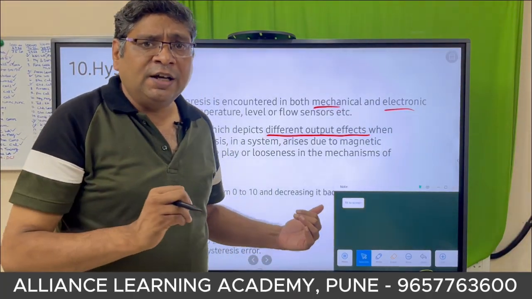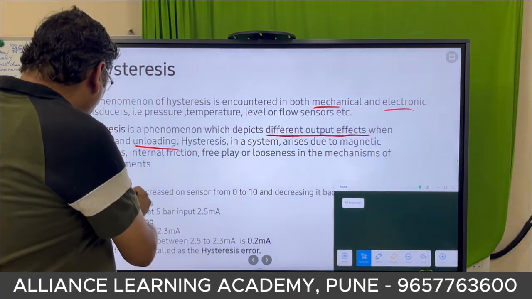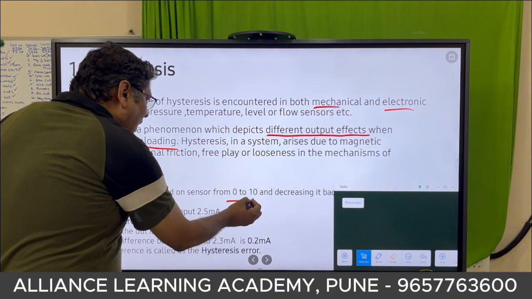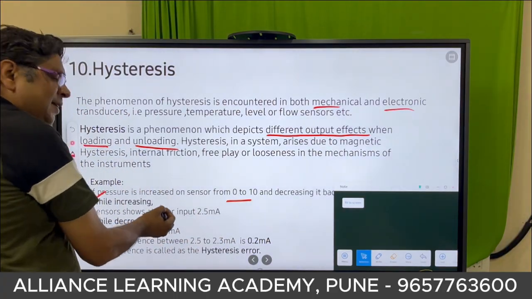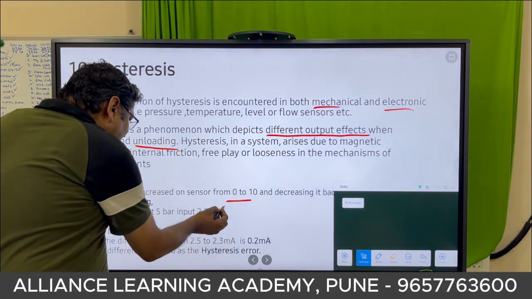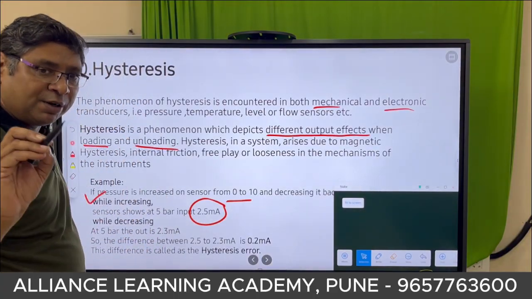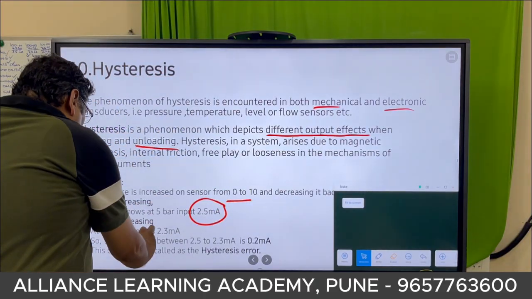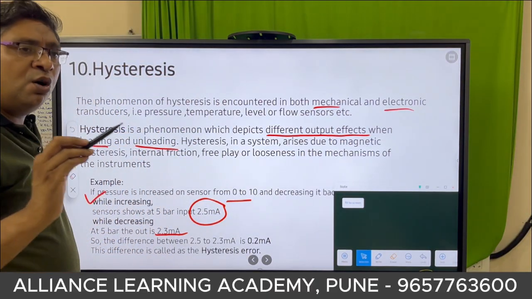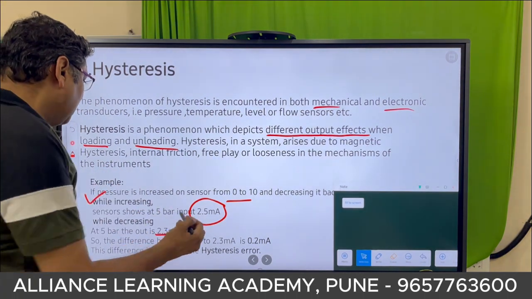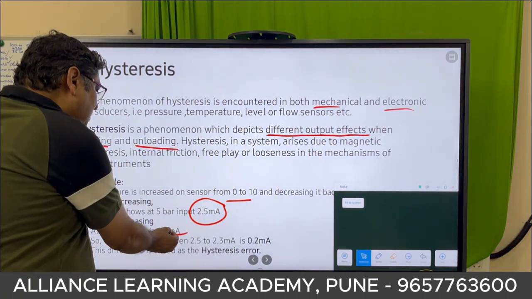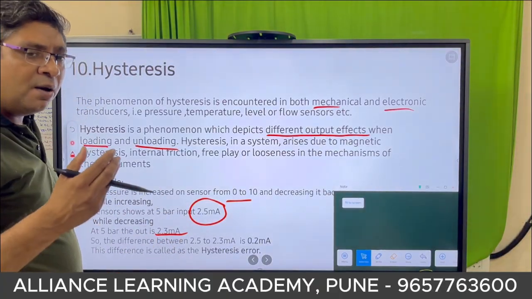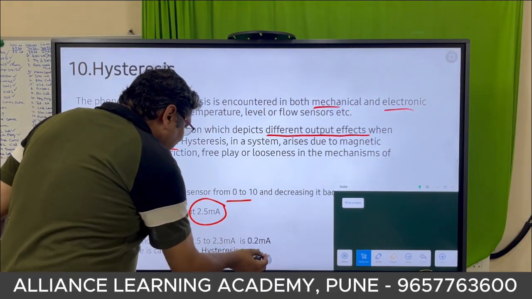Here first we see in this example, example is also pressure, good. Pressure increases from 0 to 10 and decreases back. So while increasing at 5 bar, we are getting 5 milliamps from the multimeter, right? And when decreasing from 5, the output will come to 2.3 milliamps. So what is the difference between the loading and unloading? 2.5 minus 2.3 milliamps, and it is equal to 0.2. So we will say hysteresis error is 0.2. Now we will go to the next slide.